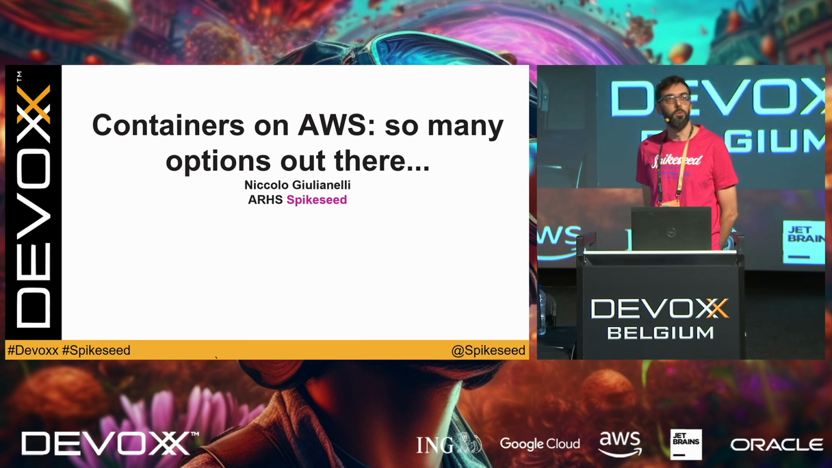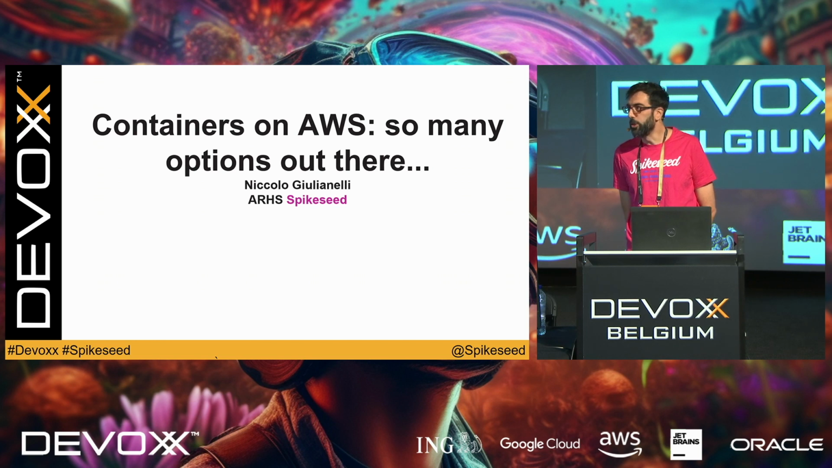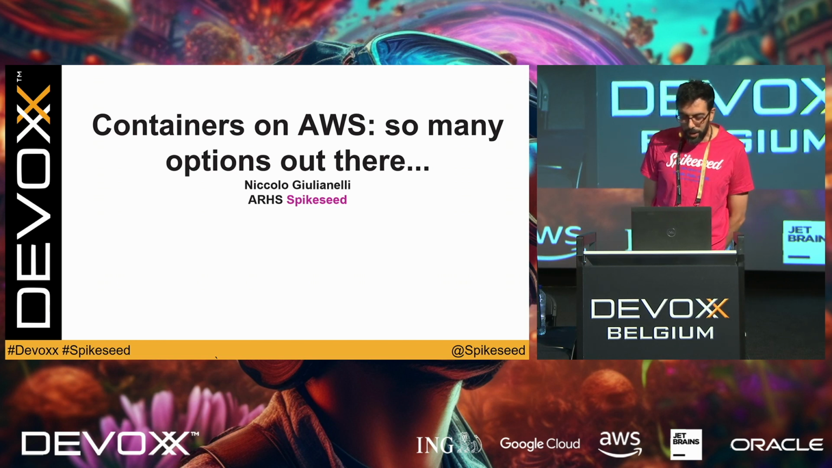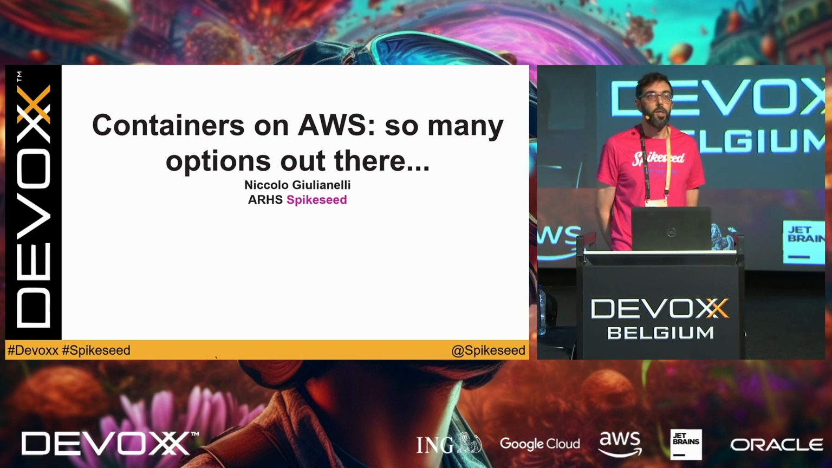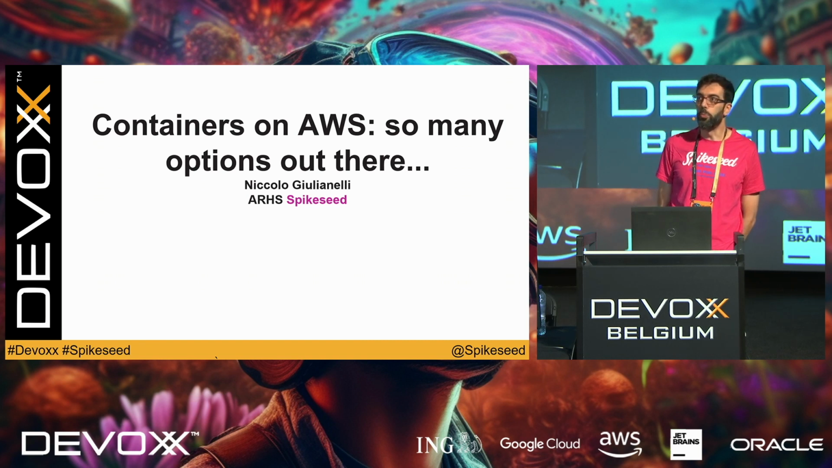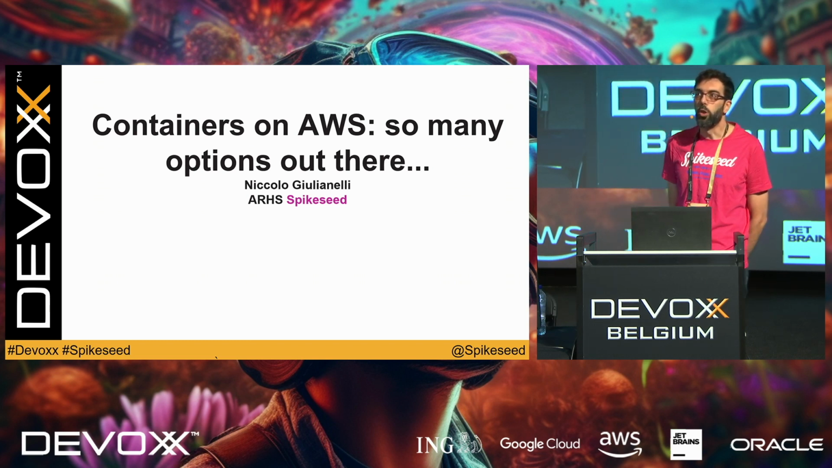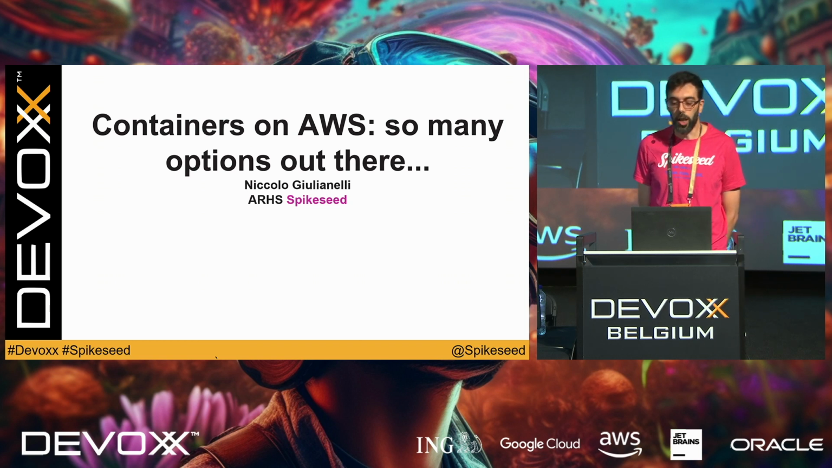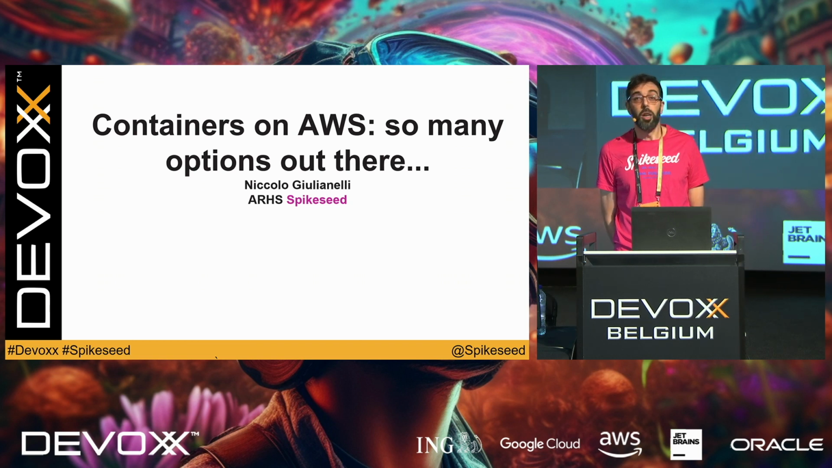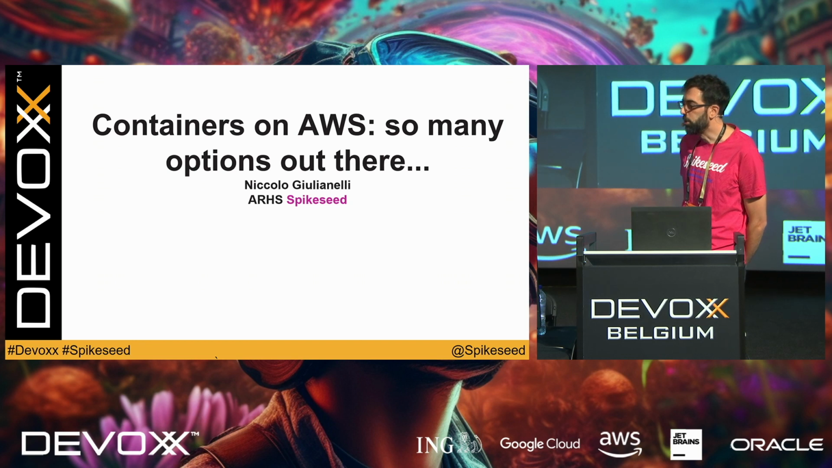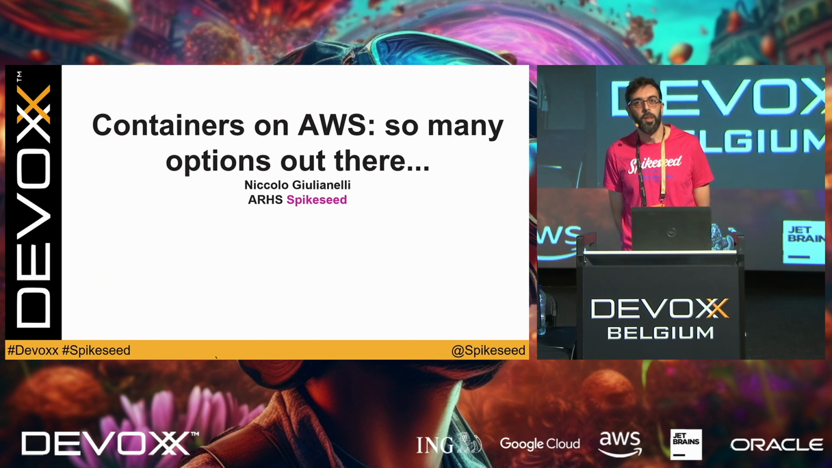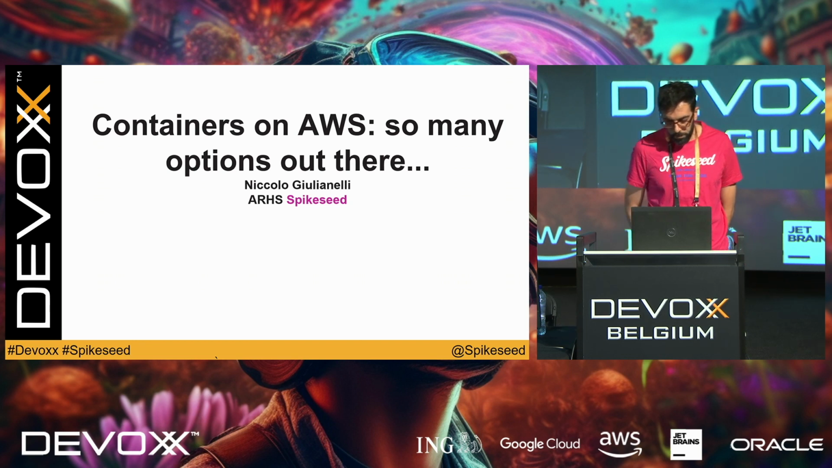My name is Niccolo Giulianelli, very easy name to retain. I work for a company called Aris Spike Seed. We're part of a larger group called the Aris Group. 90% of our activities revolve around software development. I work for the Spike Seed division that focuses on cloud. So we focus on migrations to the cloud, application migrations, cloud-native development, and innovation.